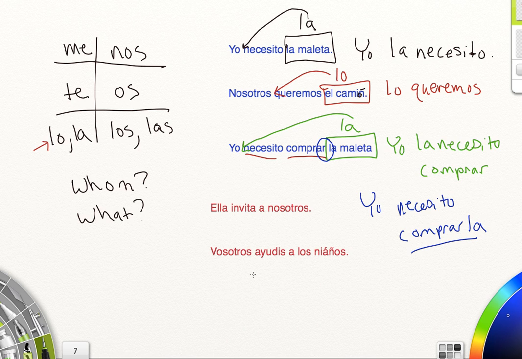Below here I have a couple of examples with people. So remember, with people, any of these could be used. So, ella invita a nosotros. She invites whom? Us. Nos is my replacement for my direct object. Nos. And we put it before the conjugated verb. Ella nos invita. She invites us. This is weird for us because it's not the way we say it in English. It looks like it's the wrong order.